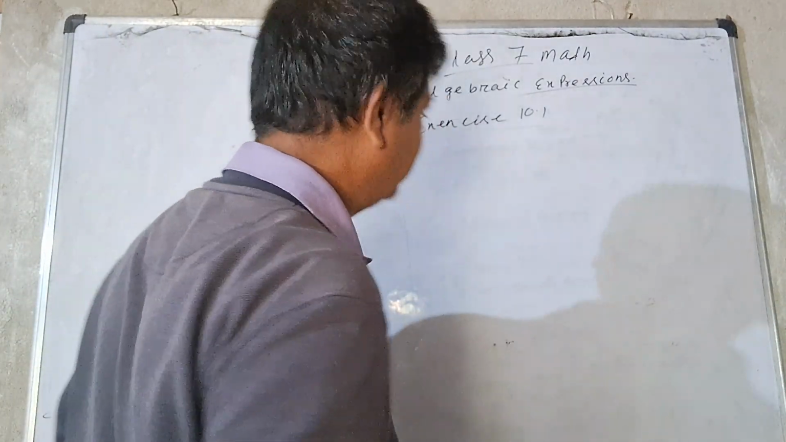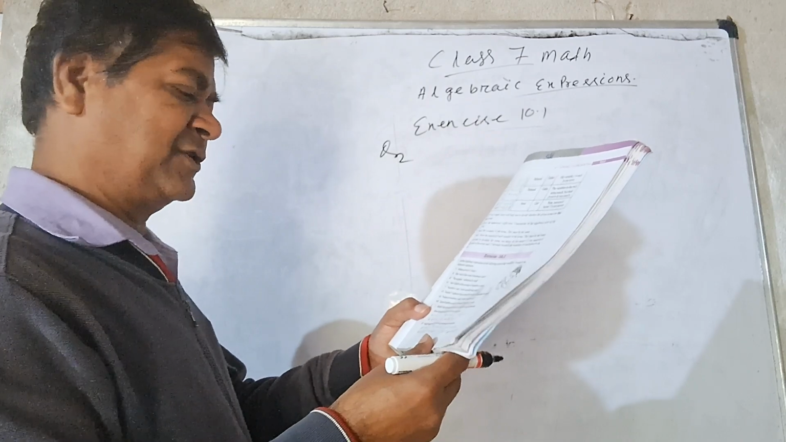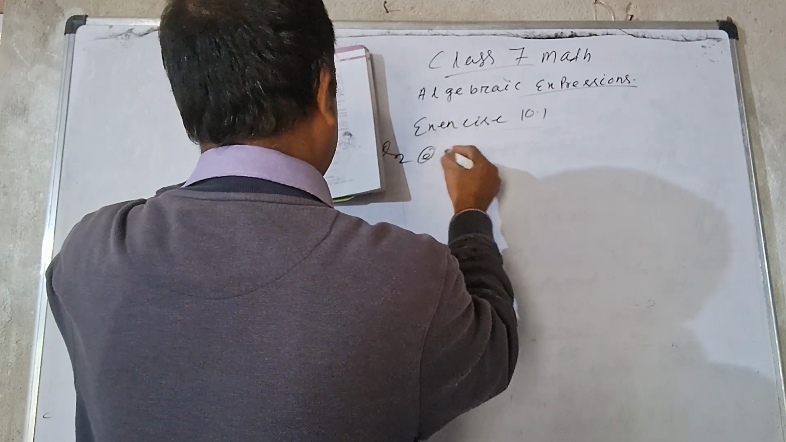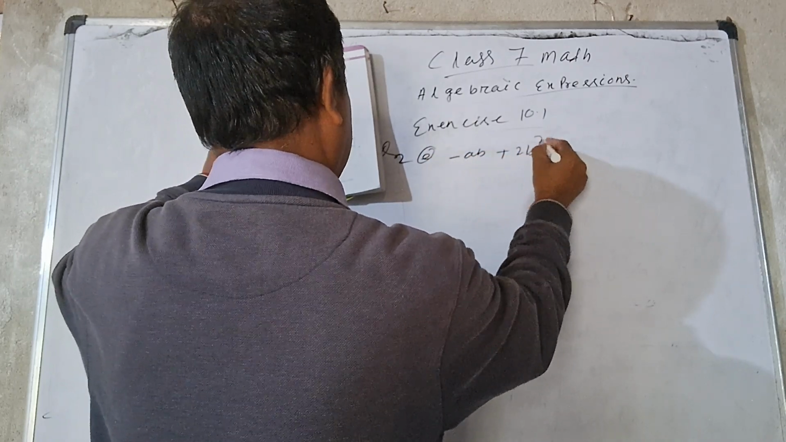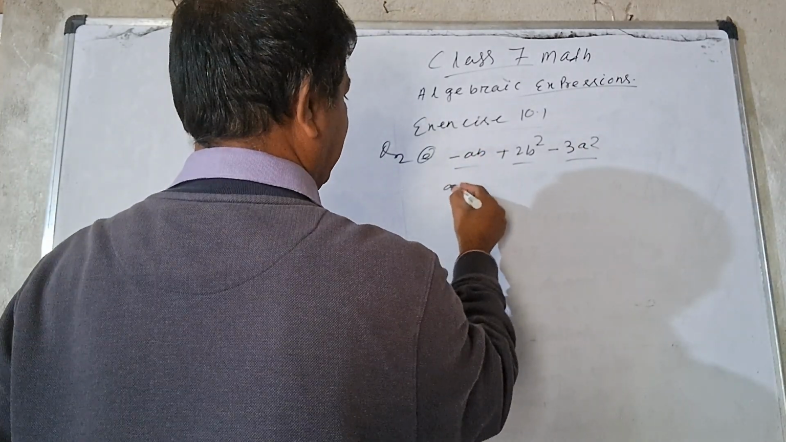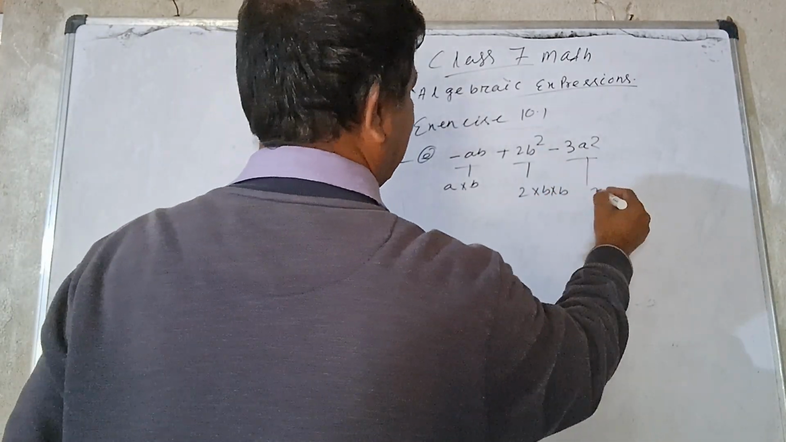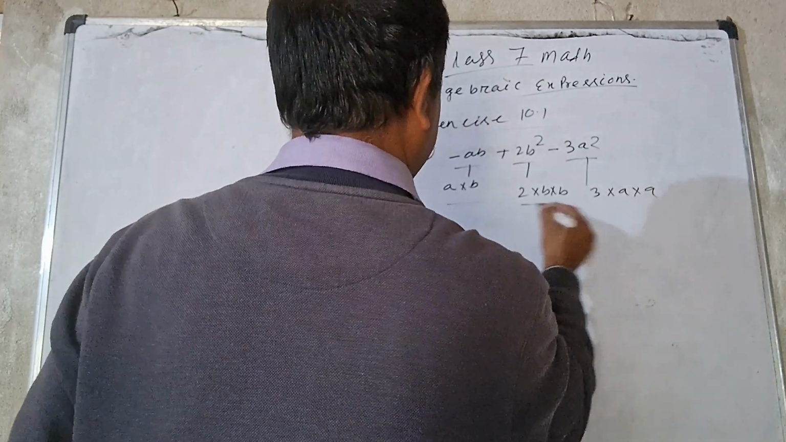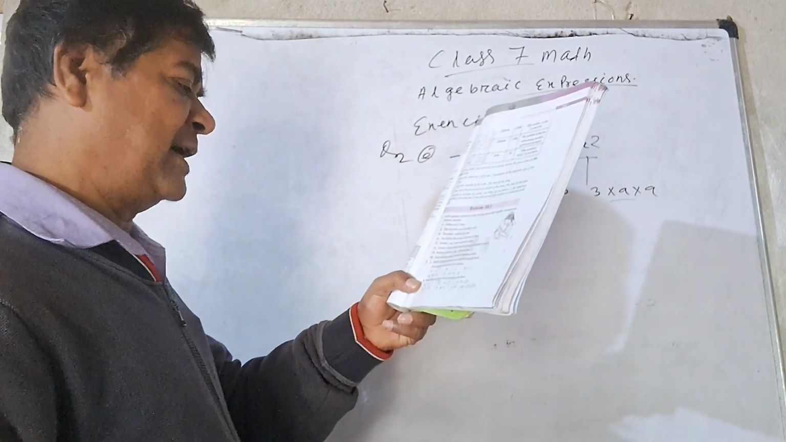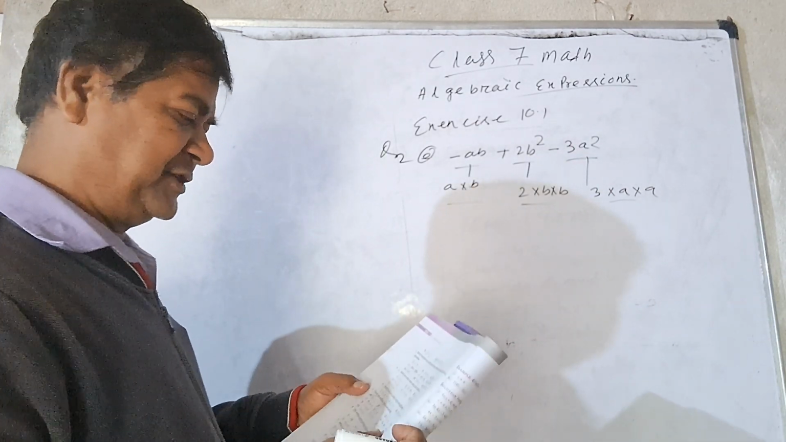Now question number 2. Identify the terms and their factors. There are 3 terms. Factors: a into b is the first, second one is 2 into b into b, third one is 3 into a into a. In this way you will be able to do question number 2. Now question number 2a, identify terms and factors. Pretty easy.